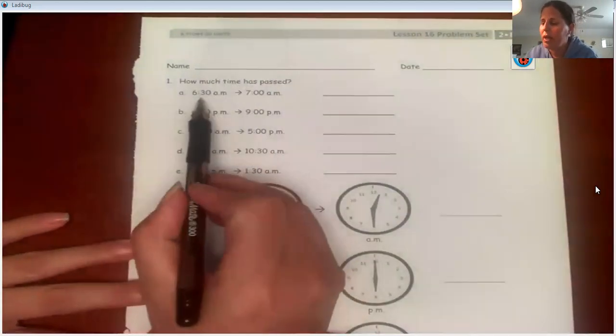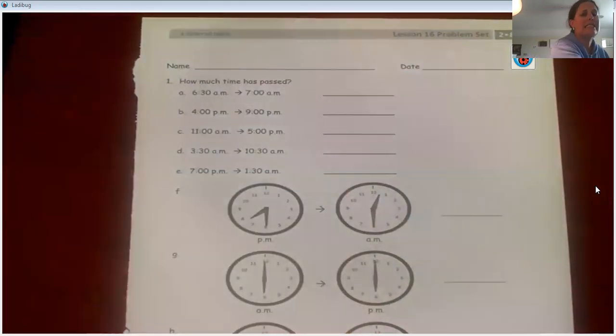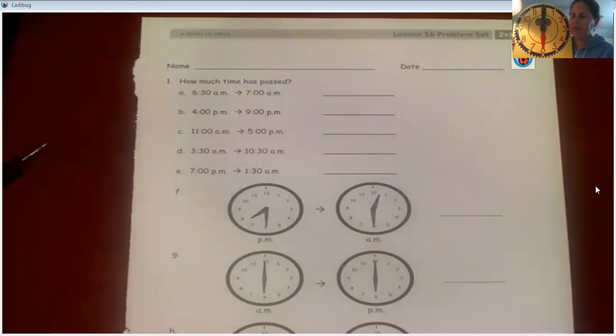So A has 6:30 a.m. and 7 o'clock a.m. So if I make my clock show, first I'm going to start at 6 o'clock. So right here we have 6 o'clock where the hour hand is facing the 6 and the minute hand is exactly on the 12. To go from 6 a.m. to 7 a.m. would be 1 hour or 60 minutes.